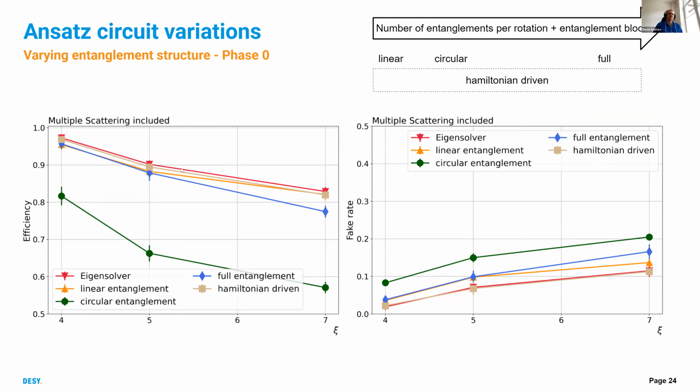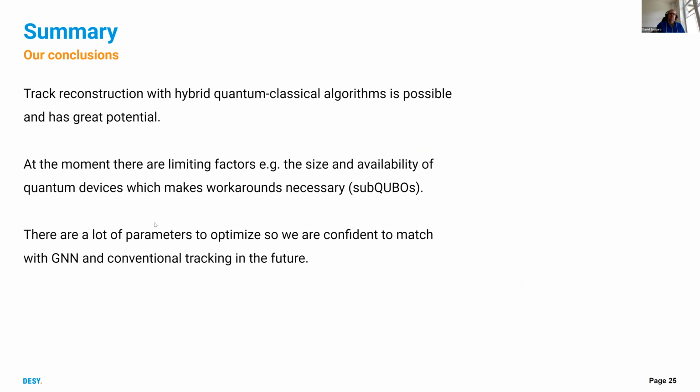I will now end with a summary and outlook. Our conclusion is that track reconstruction with a hybrid quantum classical algorithm is possible and has great potential. That's because quantum computing is great at complex combinatorial tasks, and we believe it might be an advantage for it. We encountered some limiting factors that we could not work around entirely for the moment, and one of them is the size and the availability of the quantum device. But we are confident to match the GNN, the graph neural network, and conventional tracking in the future because we identified a lot of parameters on which we can improve.